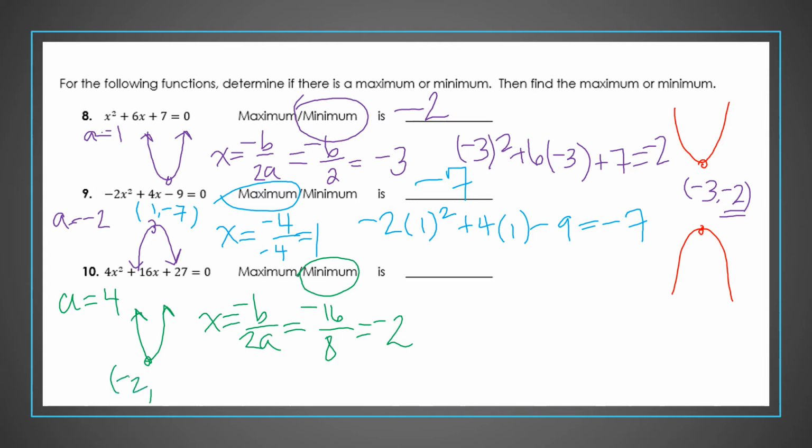That is not the minimum. To find the minimum, we need to plug negative 2 in for x. So we're going to do 4 times negative 2 squared plus 16 times negative 2 plus 27. You can use your calculator or you can do the math yourself. That's going to be 16 minus 32, which is negative 16, and then negative 16 plus 27 is going to give us 11. So the minimum is 11 for this particular function.